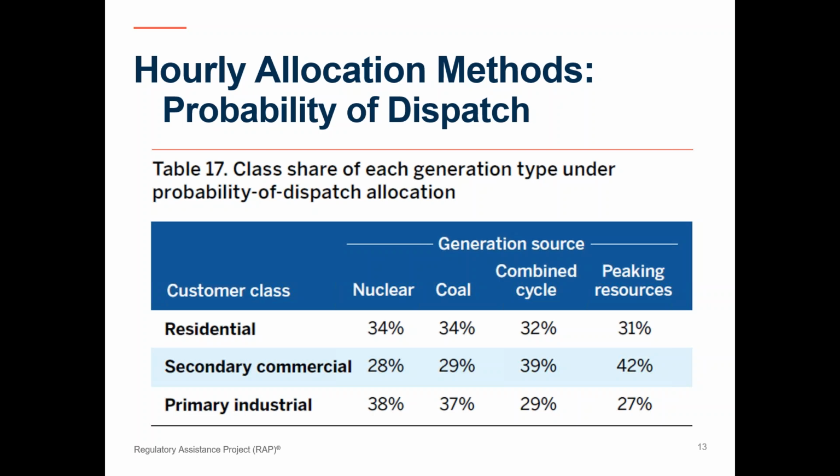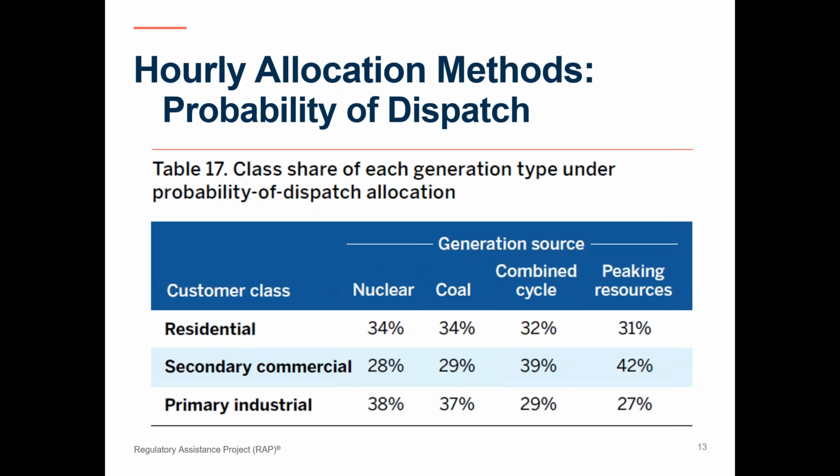A more modern approach is the probability of dispatch method. And when I say modern, I'm talking here about a method that has been in use since the 1980s, when it was really a very difficult method to implement. In this method, the costs of each type of resource are assigned to each hour in which the units are expected to be used, that is either dispatched or providing operating reserves or some other service.